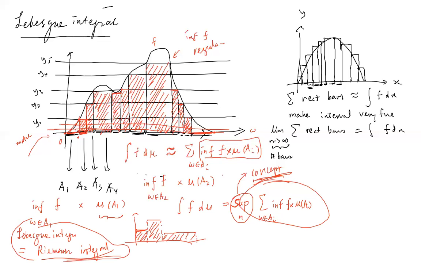Okay? You're just trying to find the area under the curve. One is cutting horizontally, one is cutting vertically, right? But they all lead to the same thing, okay? So the Lebesgue integral, in a lot of cases where your f is regular, it's just your Riemann integral. So you can actually use the mechanism of the Riemann integral to evaluate your Lebesgue integral, okay?